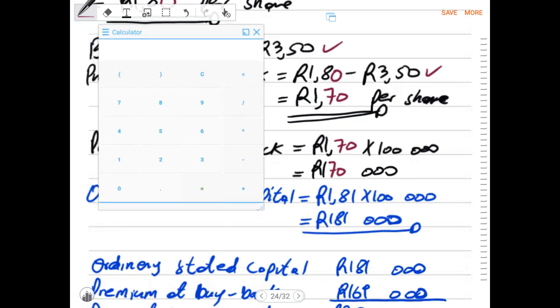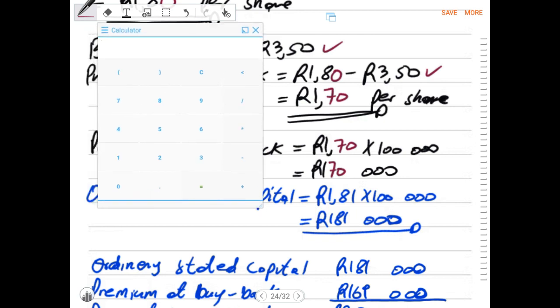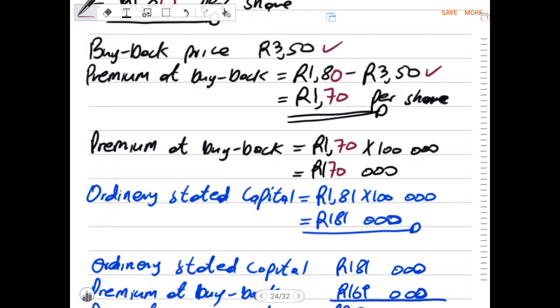Then after we say 1 rand 70 times by 100,000, that means it will give us 170,000 rands. Therefore now 170,000 rands will be our premium at buyback, 170,000 rands. So now this will be the new premium.